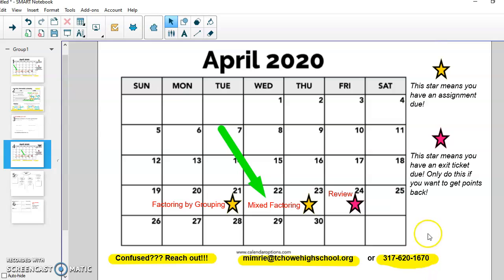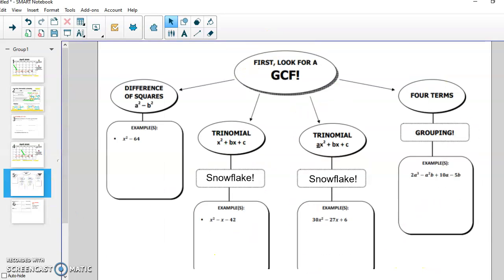My email and my phone number are still listed here for you, but I have this calendar up and my green arrow kind of indicating where we are so far this week and where your assignment should be getting turned in. So this last part of our week, we're going to be talking about mixed factoring. We have looked at a variety of different ways to factor so far, and we're just going to review all of those ways today so that you can start to put these pieces together in your assignment.